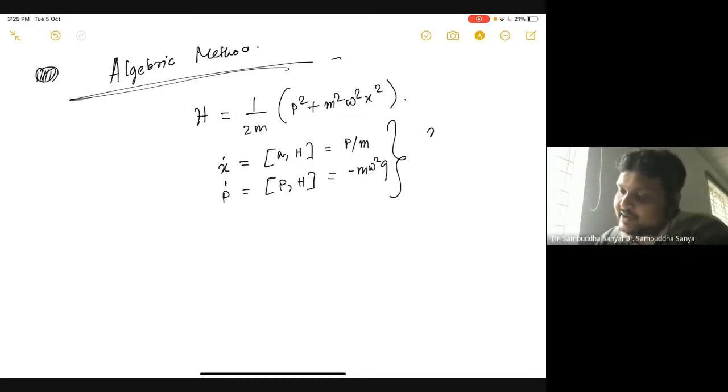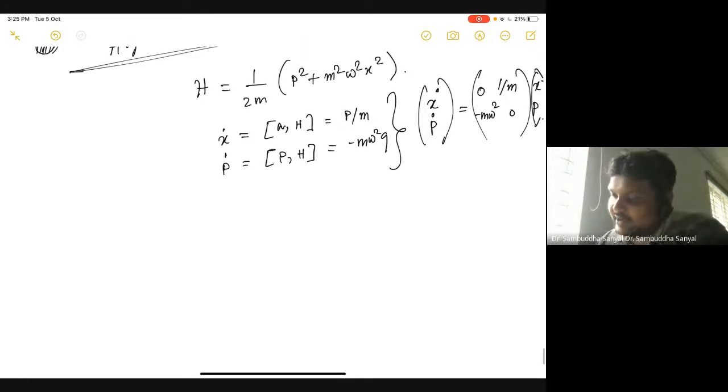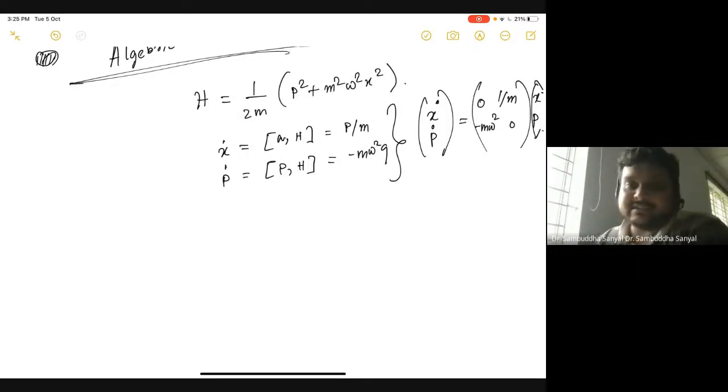Now you can alternatively give it a linear algebra structure: the matrix 0, 1 by m, minus m omega square, 0, acting on x, p. Now notice that this is a coupled differential equation, which means x is related to p and p is related to x. Originally Newton's equation is a second order differential equation, which you are writing as a pair of first order equations. That is why it is coming into this form.